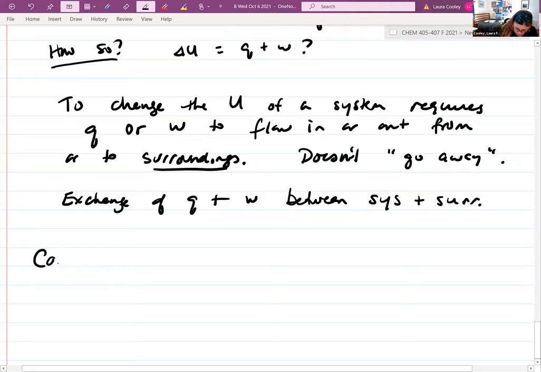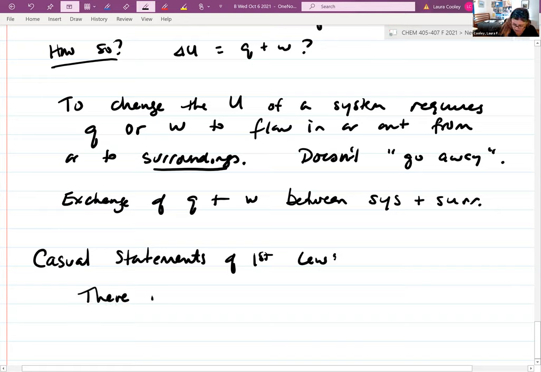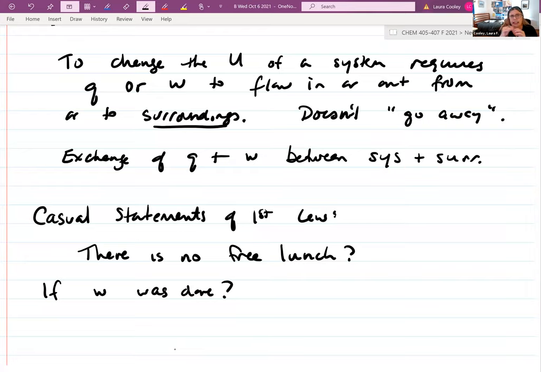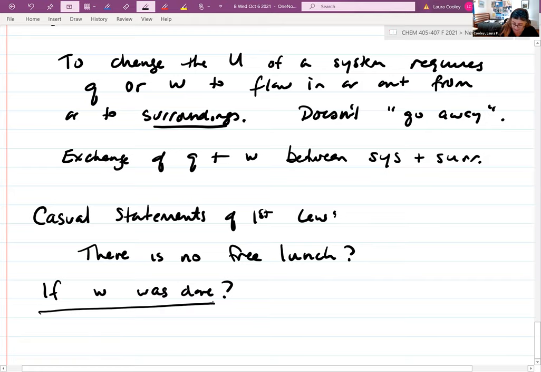There are some I call casual statements of the first law. One of them that I love is there is no free lunch. But what on earth does that mean? Well, it's all about how you can get a system to do work for you. You know, there's a lot of work to be done out there. So if work was done, it must have either decreased the system's internal energy or heat must have been inputted. That's the only way that that work could be done. There's no free lunch. You're not going to get work for nothing.